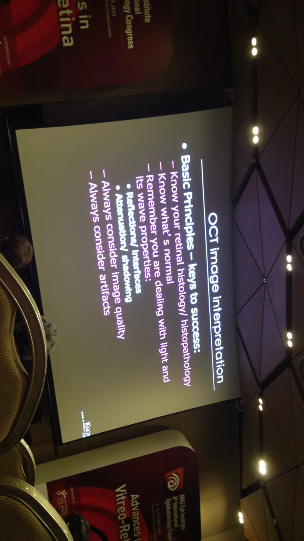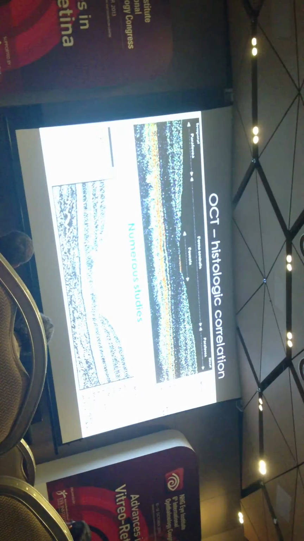And then you've got to always remember that you're dealing with light and its wave properties. You're not really imaging a specific structure, you're imaging interfaces and reflections. You also have to remember, because you're dealing with light, that there are issues of attenuation or shadowing that you have to consider in your interpretation. I'll show you examples of all of that. And of course, it's always important to consider image quality and the possibility of artifacts. I will illustrate all of this in the next 10 minutes.